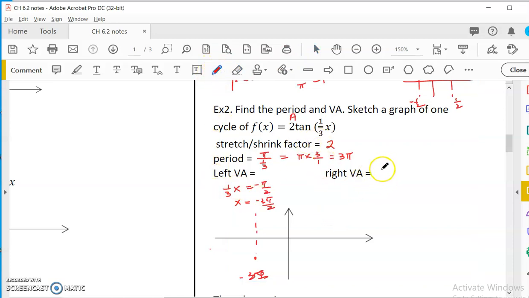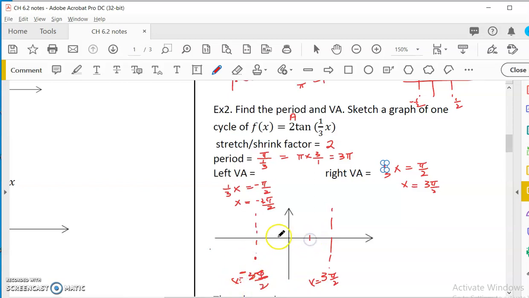And then the right one: it used to be pi over 2, so you just use this to solve it. 1/3 x equal to pi over 2, so x is equal to 3 pi over 2. So that's the way to find them. So x equals 3 pi over 2 and x equals negative 3 pi over 2. The period is 3 pi.